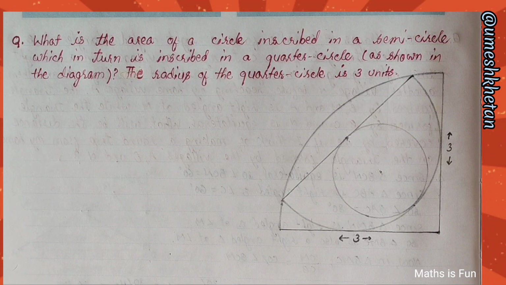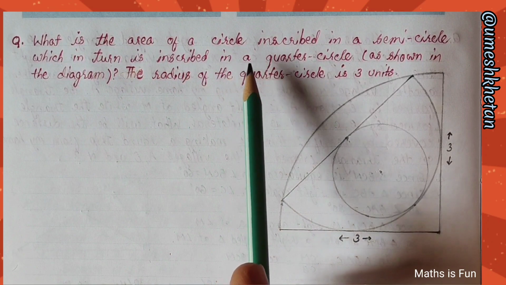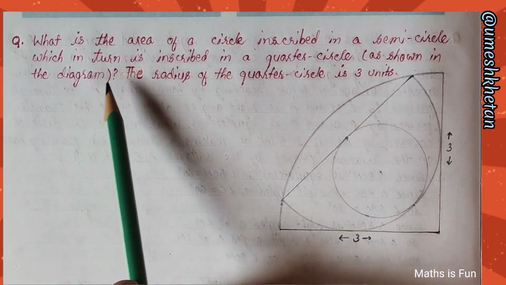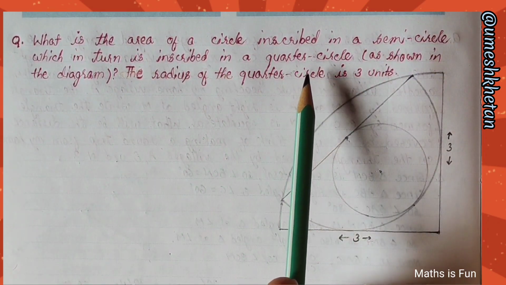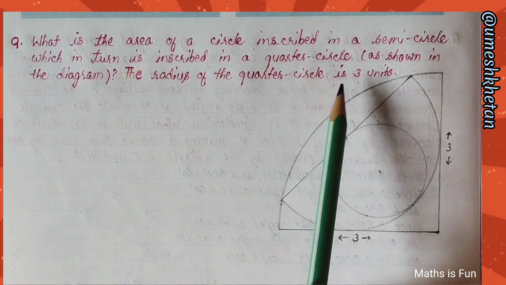In this video I have brought a very interesting geometry question for you. The question is, what is the area of a circle inscribed in a semicircle which in turn is inscribed in a quarter circle as shown in the diagram? The radius of the quarter circle is 3 units.